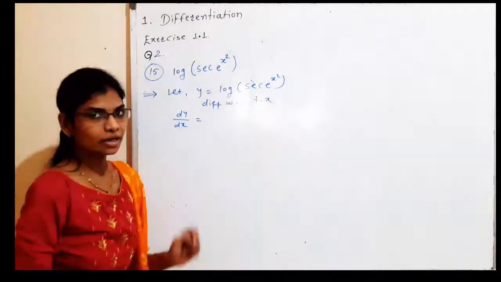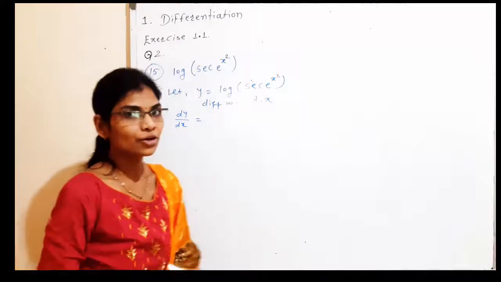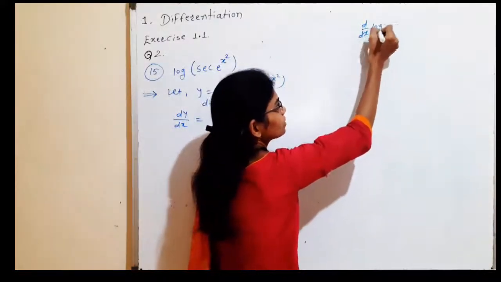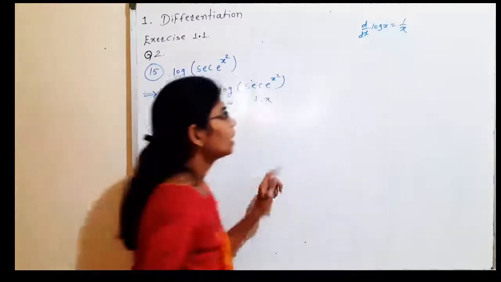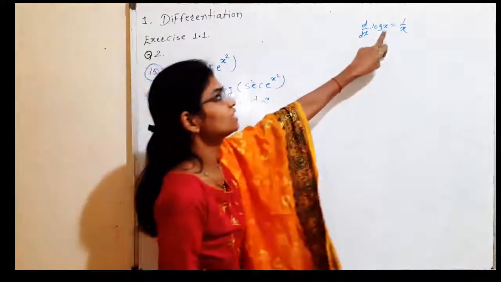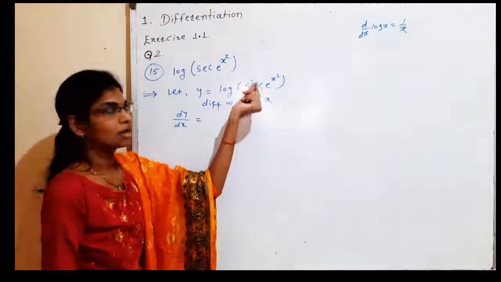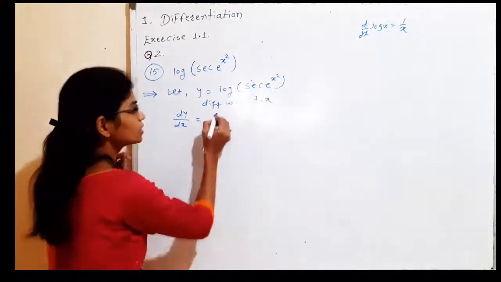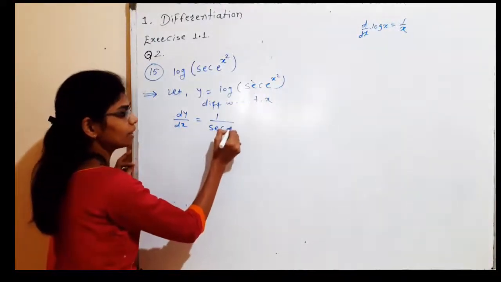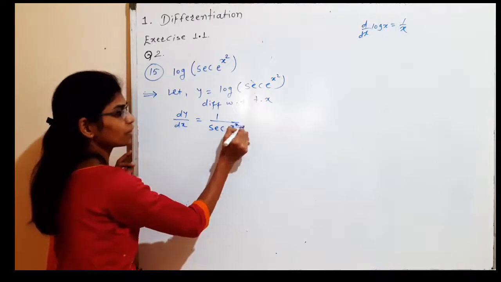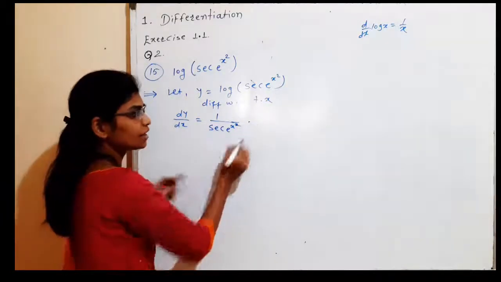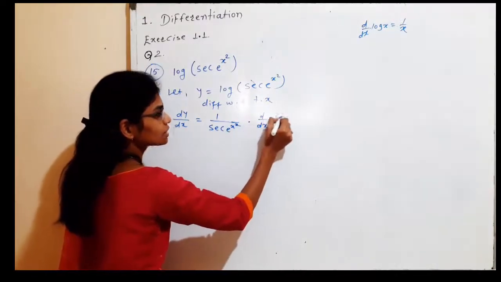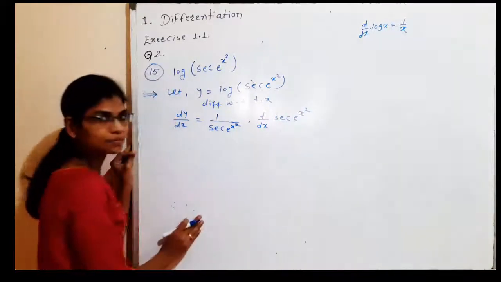Here this is one of the logarithmic functions, and we know that the derivative of log x is 1 by x. That is, the derivative of log x is equal to 1 by x. In this example, we consider the value of x as sec of e raised to x square. So its derivative is 1 divided by sec of e raised to x square. Again here we have to take the derivative for the bracket, it means the derivative for sec of e raised to x square.